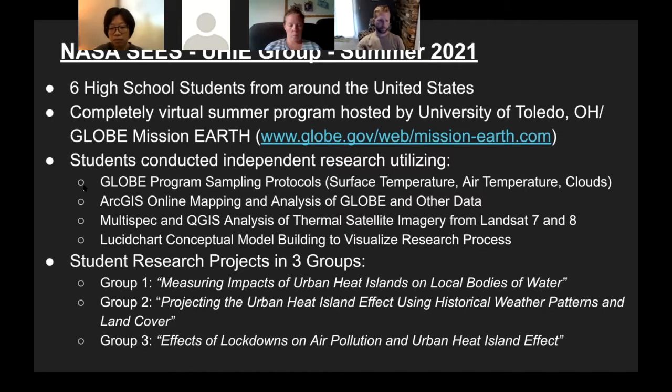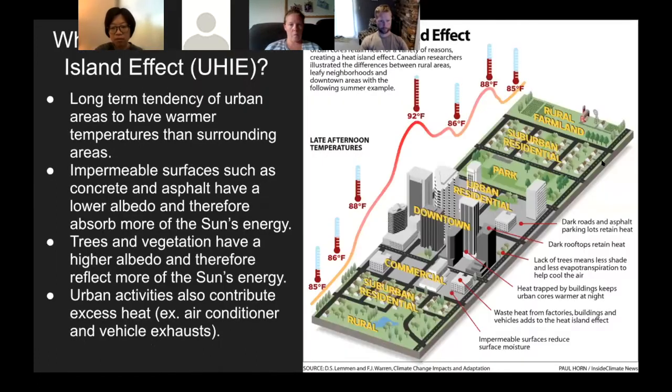So we have 3 groups of 2 students each. Group 1, their project title is Measuring Impacts of Urban Heat Islands on Local Bodies of Water. Group 2 is projecting the urban heat island effect using historical weather patterns and land cover. And group 3 is the effects of lockdowns on air pollution and urban heat island effect.